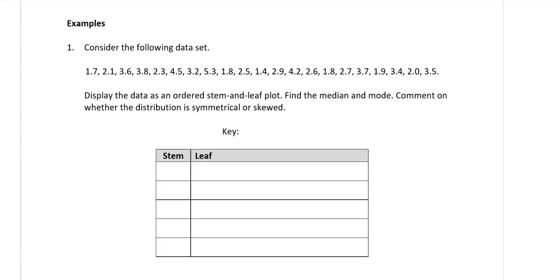Okay, so first of all, a key. What we do is I usually take the very first number, which is 1.7 in this case, and I'm going to say the number 1.7 is going to be written as, so it's going to be equal to a 1, then the line 7, the line representing the stem on one side and the leaf on the other. So the 1 will be in the stem, the 7 will be in the leaf. And that's all you have to do for a key. You get a mark for that.